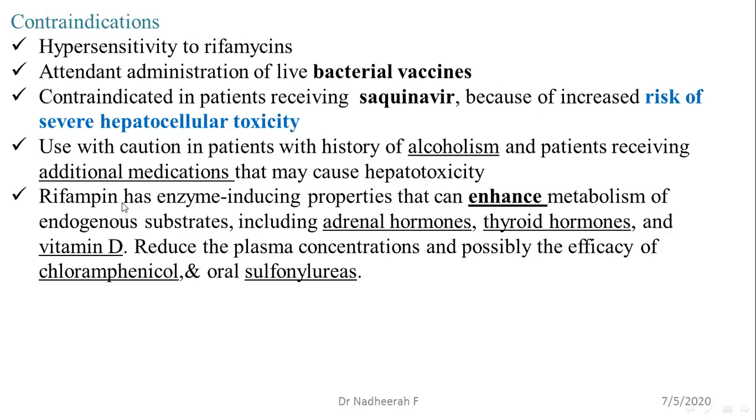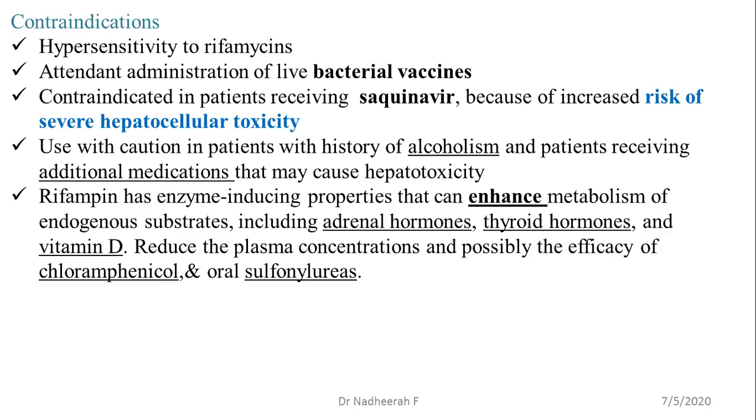Rifampin has enzyme-inducing properties that can enhance metabolism of endogenous substrates, not only drugs but also endogenous compounds including adrenal hormones, thyroid hormones, and vitamin D. When they are metabolized, their plasma concentration and possibly efficacy are reduced. Chloramphenicol and oral sulfonylureas can be altered, meaning their concentration can be reduced.